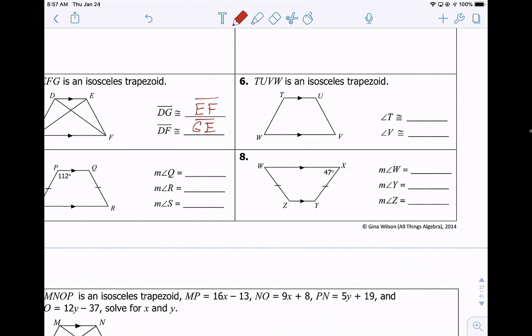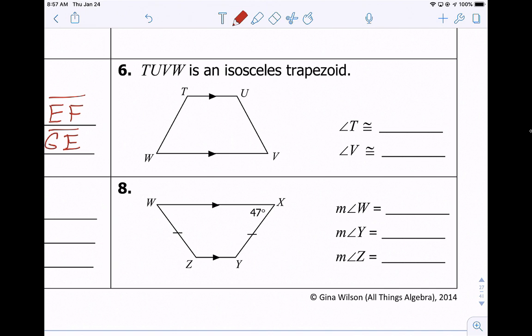All right, now looking at the angle part here. So remember, the bottom angles or base angles are congruent, and then the upper angles are congruent, which means these two are congruent, and these two are congruent. So angle T is obviously congruent to angle U. Angle V is obviously congruent to angle W. And remember, they're isosceles trapezoids because these two sides are equal. So either I have to give you that notation with the hash marks, or I have to actually tell you. Just keep that in mind.